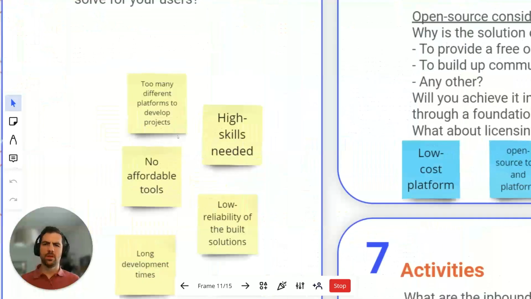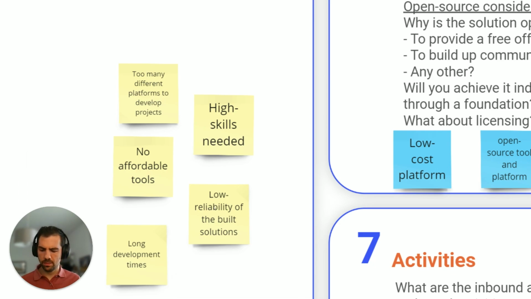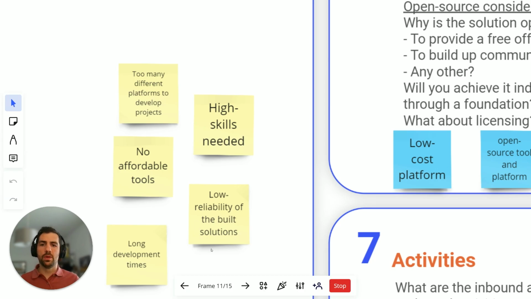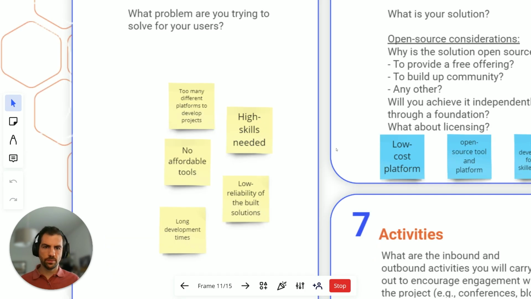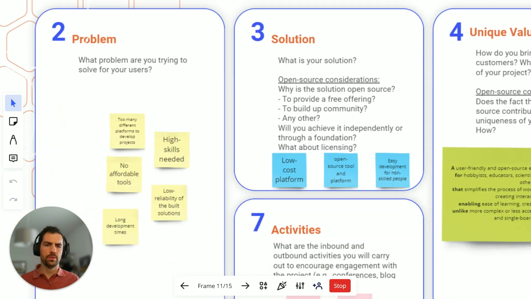Second, the problem. Again, there are too many different platforms to develop projects. There are no affordable tools. You need to be highly skilled to run this and to develop such solutions. There's low reliability of the built solutions, meaning if you want to produce this on a mass scale, then it's not so reliable. And it also requires a long development time. The solution itself is a low-cost, open source platform, and easy development for non-skilled people.